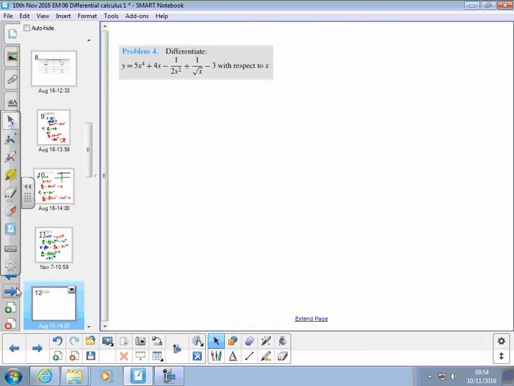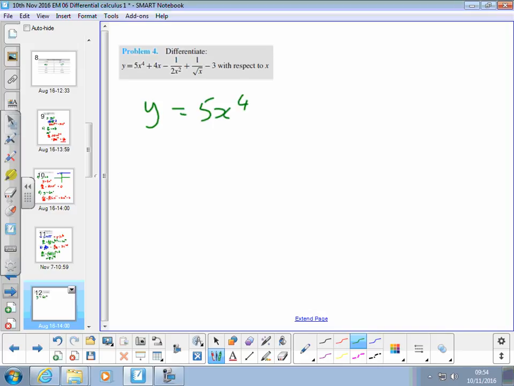So, what we're going to look at now is differentiating a function that's got more than one term in it. So we've got y is equal to 5x to the 4 plus 4x minus 1 over 2x squared plus 1 over root x minus 3. Okay? There's some bits on there we need to rewrite first.